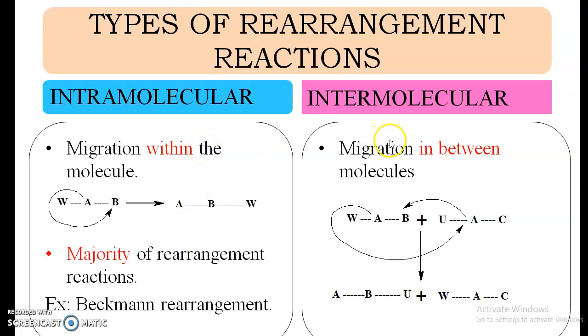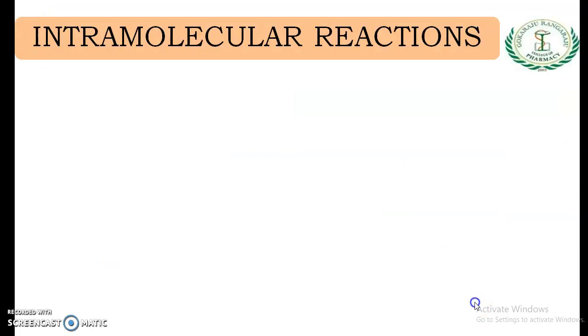Coming to the intermolecular rearrangement reaction, intermolecular, that is between two different molecules the migration is happening. So for example, you can just see here that W is migrating from A in one molecule to another molecule, and similarly U is migrating from one molecule into another molecule, thus resulting in formation of two different molecules. So such type of rearrangement is known as intermolecular rearrangement reaction.